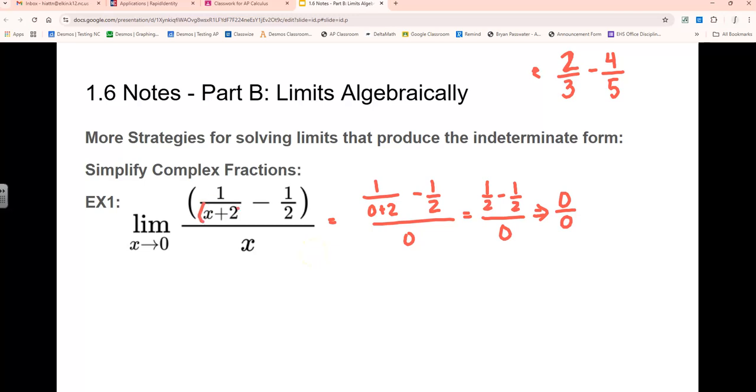So, like this has a x plus 2, and this just has a 2. So to get common denominators, I need to take this fraction, and I need to multiply by 2 on top and bottom. And I need to take the second fraction, and I need to multiply by x plus 2 on top and bottom.